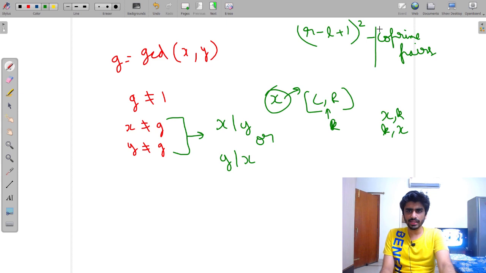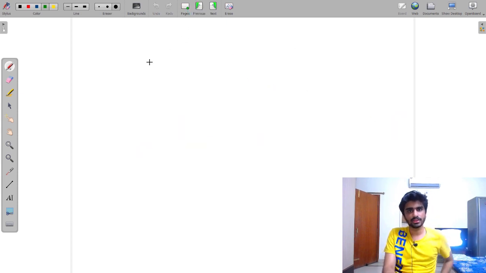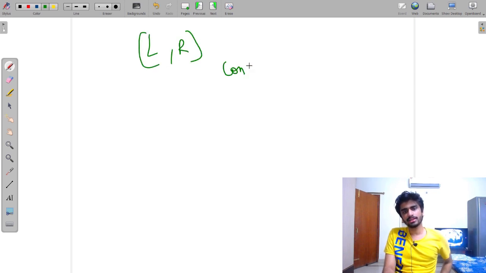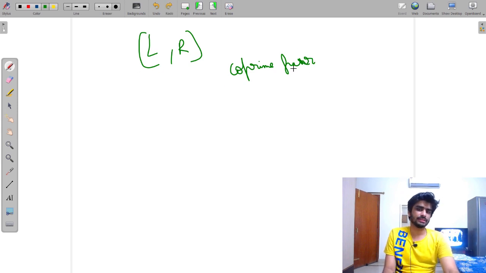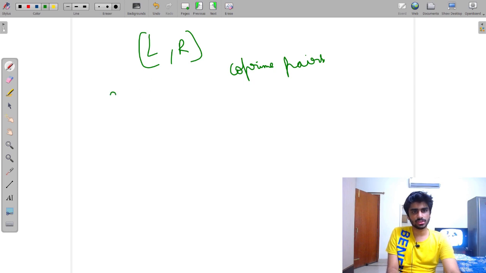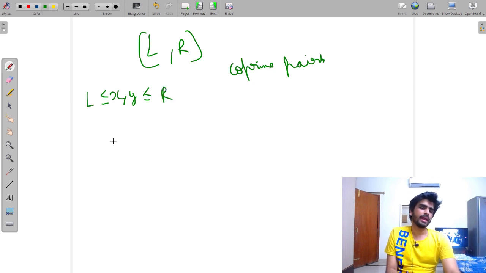So basically the only bottleneck here is how to find the coprime pairs, right? For this we use a technique called inclusion exclusion. Our problem is that we are given a range L comma R, and we want to find coprime pairs in this range. My writing is actually very bad, but yeah. So we want to find coprime pairs in this range, which means we want x comma y in the range L comma R, and we want GCD of x comma y equals 1.